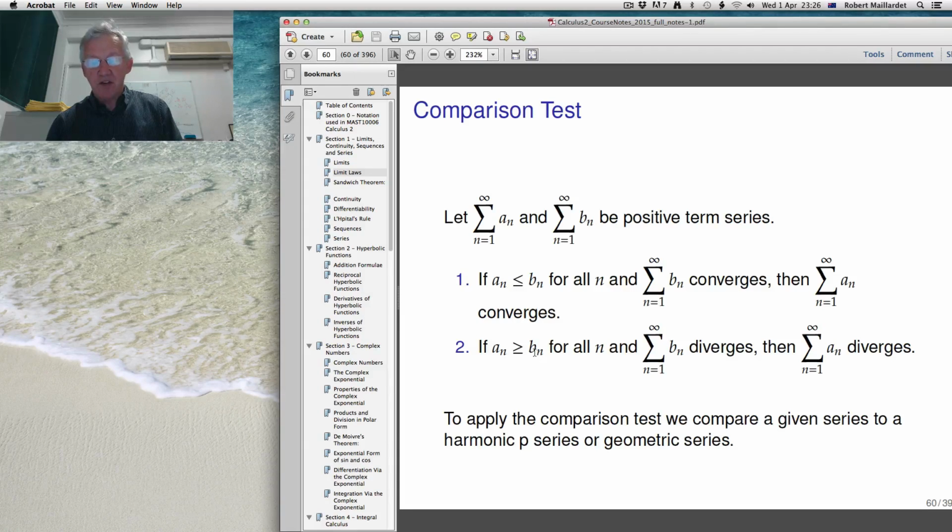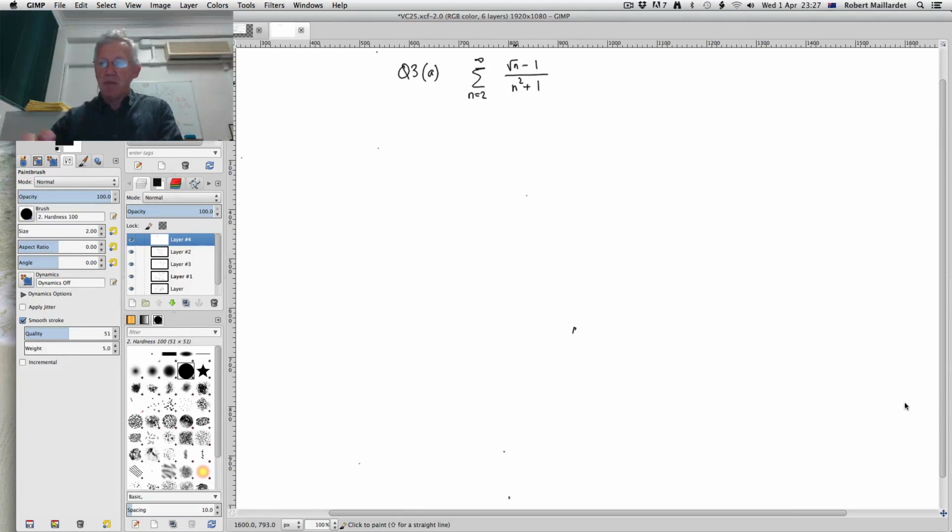And alternatively, if the series Bn diverges, so that the sum doesn't tend to a limit, and for our An each term is bigger than the terms of the divergent series, then the series An will diverge because it's sitting, if you like, on top of a divergent series. And so as it says here, most of the time when we use the comparison test in Calculus 2, we make a comparison with other harmonic p-series or the geometric series. So let's go back and have a look at this example.